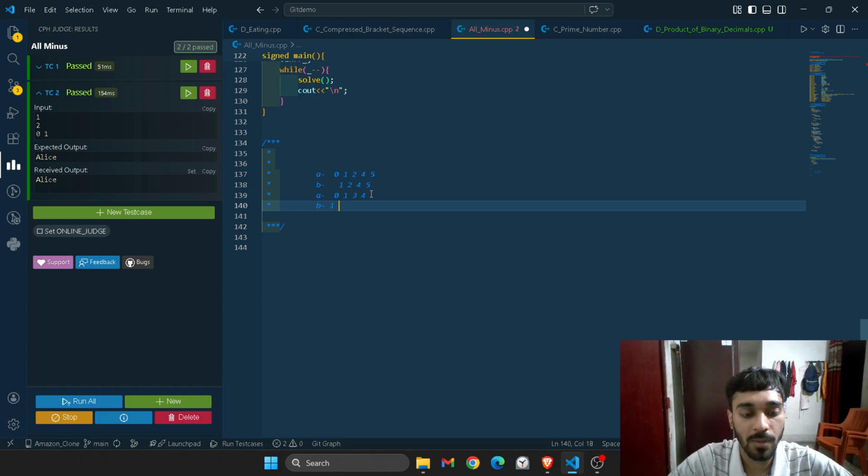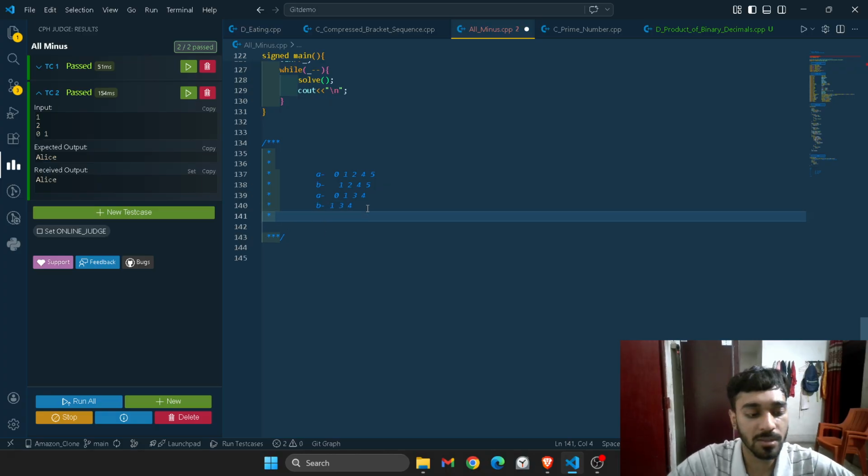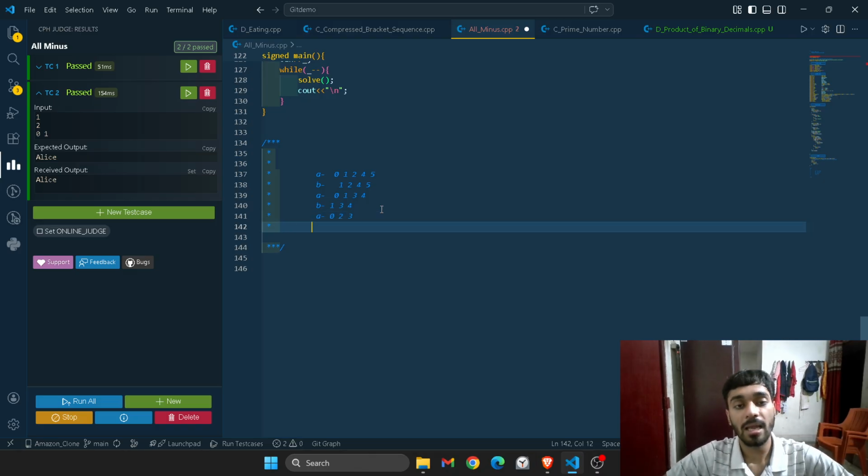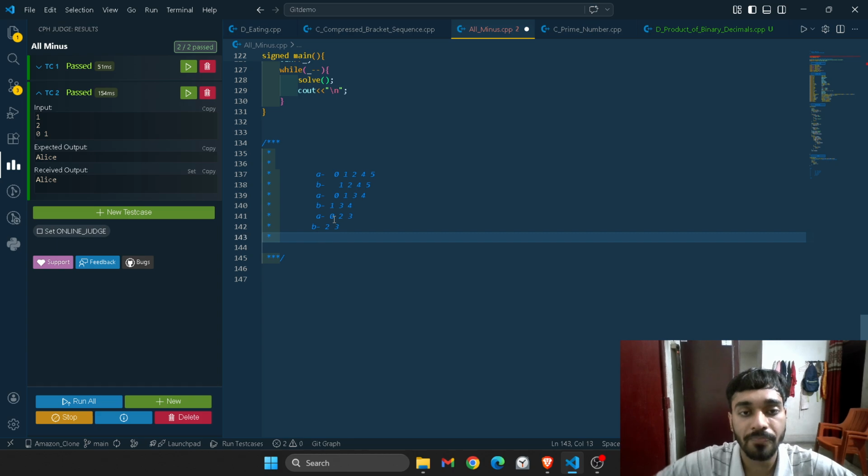Then the numbers will be 1, 3 and 4. Then Bob's turn will come. Bob will again see a 0 and remove this. So now Alice's chance will be there. Alice will see this one and subtract 1 from every integer, so 0, 2 and 3. Now Bob will again remove this 0. Then Alice will get these integers. Now it is on Bob.